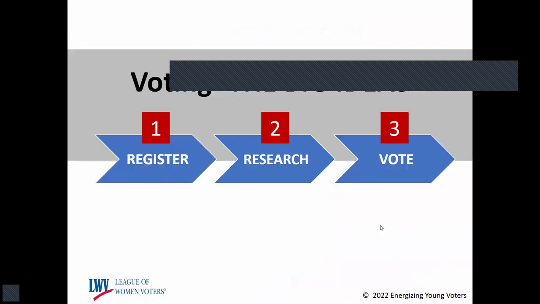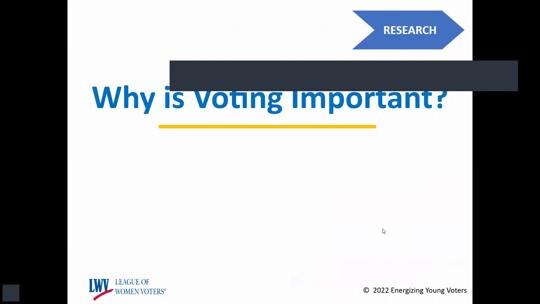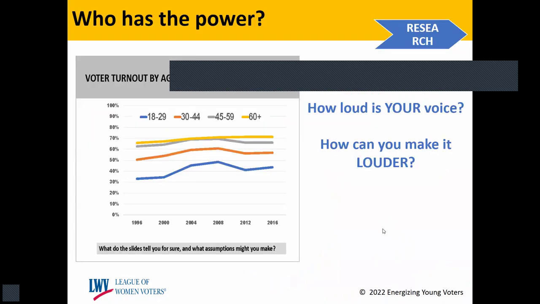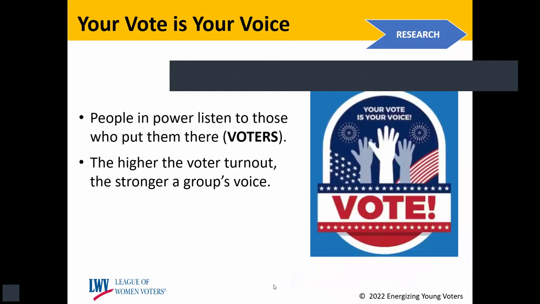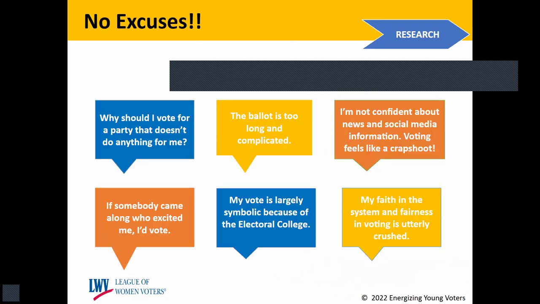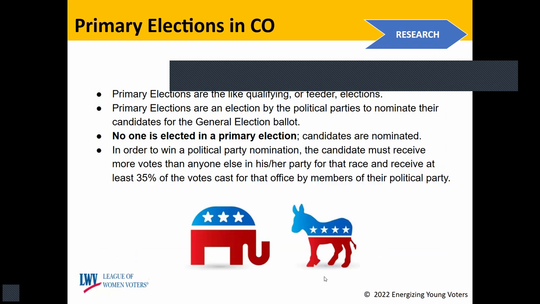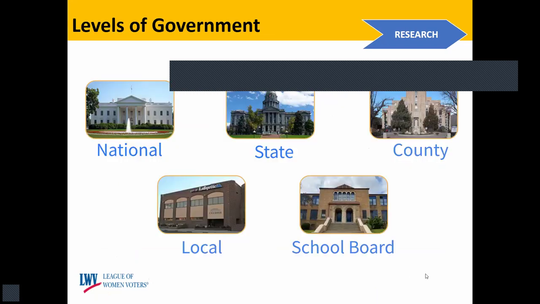All right, so the big ideas: you want to register, you want to do your research, and then you want to vote. Why is voting important? They use the slide from our Truth About Turnout to show voting by age. And then who's got the power? And then the excuses game. And that's why the excuses folder is there. They have a section on primary elections. The different levels of government.